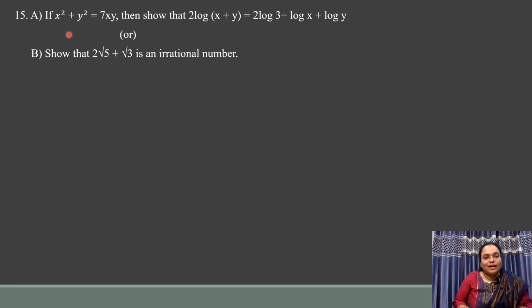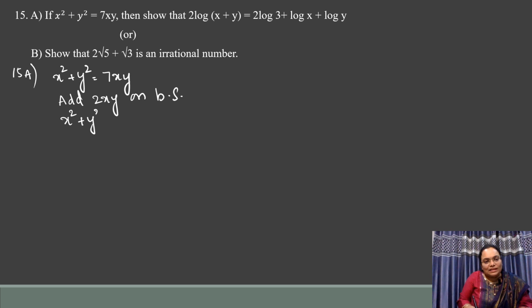The next one is: if x square plus y square equals 7xy, then we need to show this. Okay. So if you see LHS, x square plus y square. If you add 2xy, this will be in the form of x square plus y square plus 2xy, which is (x plus y) whole square. x square plus y square plus 2xy is equal to 7xy plus 2xy.